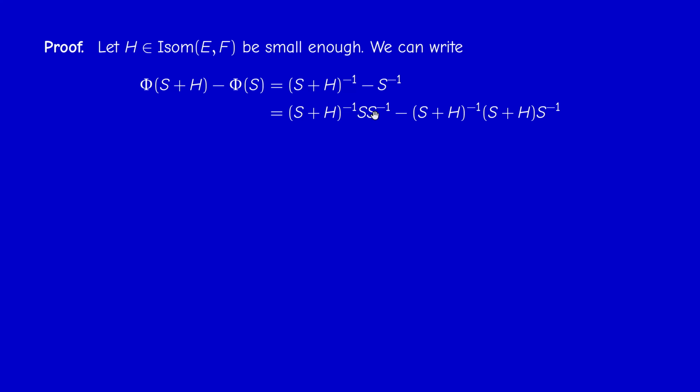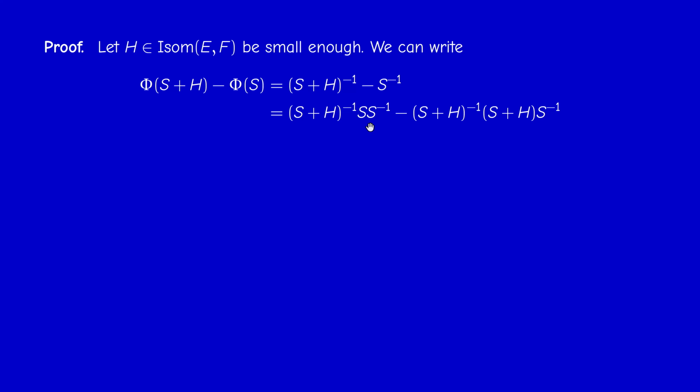S S minus 1 is the identity of what? This is a map from F to E and then from E to F. So this is the identity of F actually. And the composition of S plus H and its inverse is what? It is the identity from E to E, because this takes me from E to F and then from F back to E. So this is the identity of F, this is the identity on E.